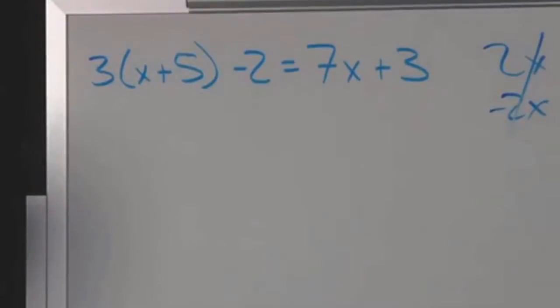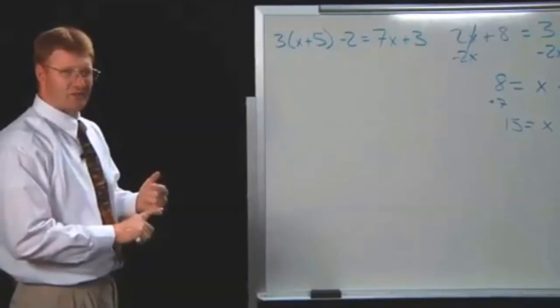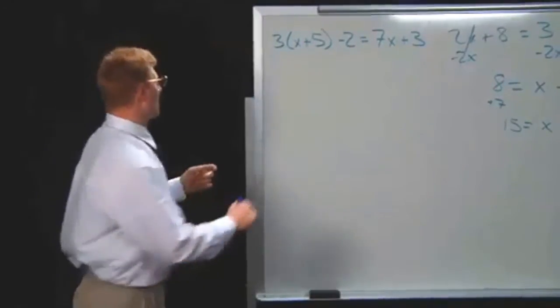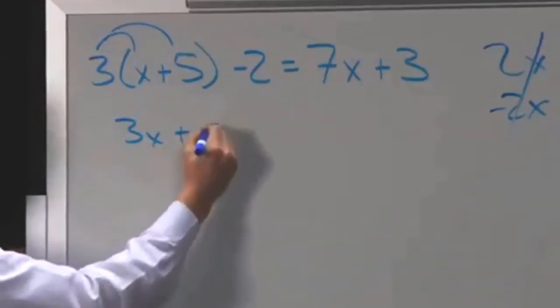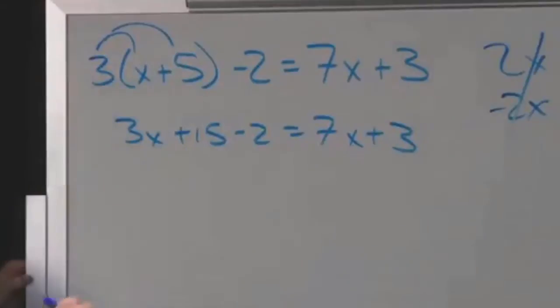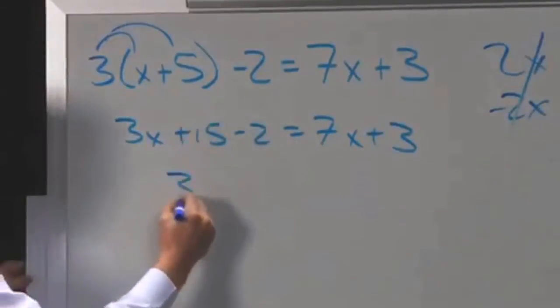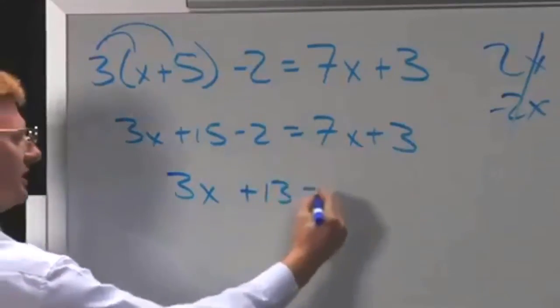3 times the quantity x plus 5, minus 2 equals 7x plus 3. Oh boy, we've got to get rid of those parentheses. I don't like them. That's the distributive property. Take and jump this 3 in here. We have 3x plus 15 minus 2 equals 7x plus 3. Combine what we can combine. We have a 3x, and what is 15 minus 2? That's a plus 13.